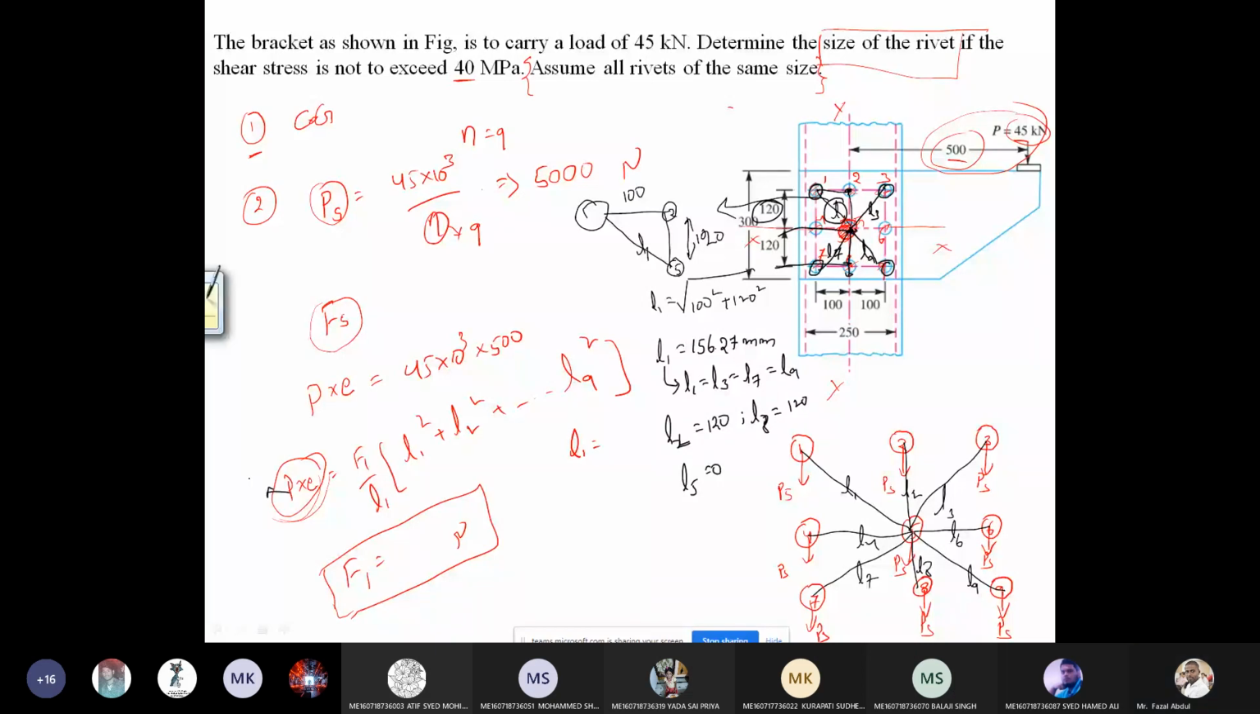P value is 45 into 10 to the power of 3. E value is 500. L1, L3, L7, L9, L2, L8, L5 are all given here. Just substitute the values in the equation and get me the answer F1.